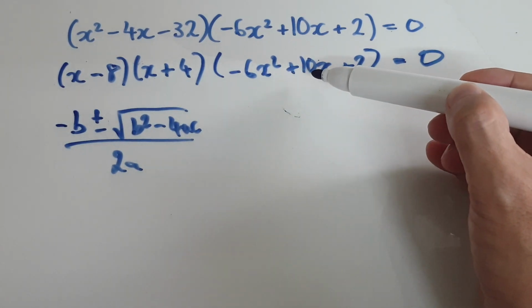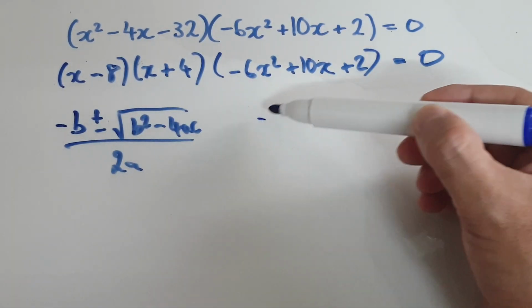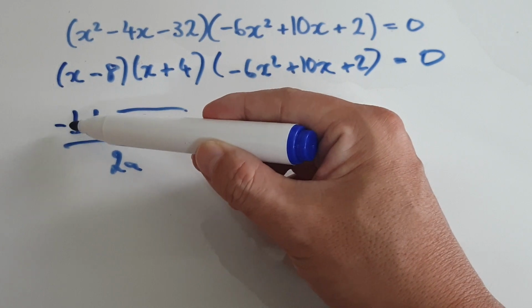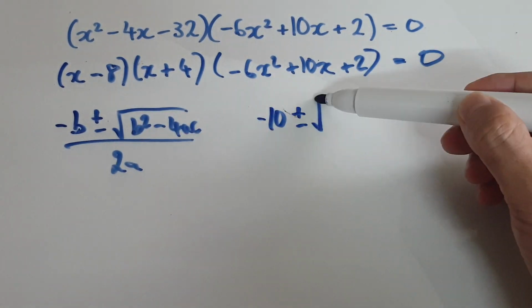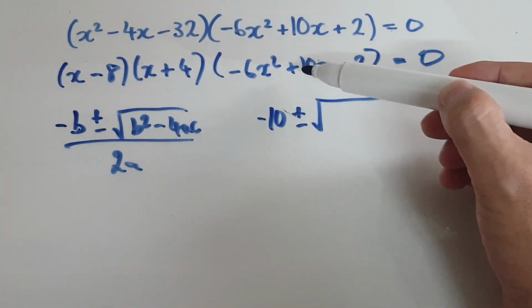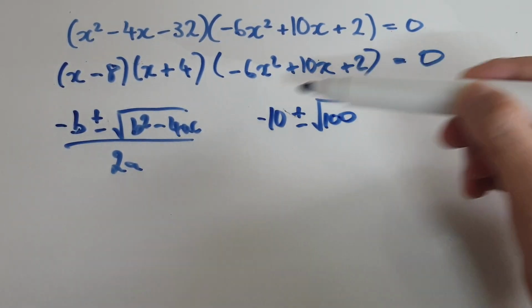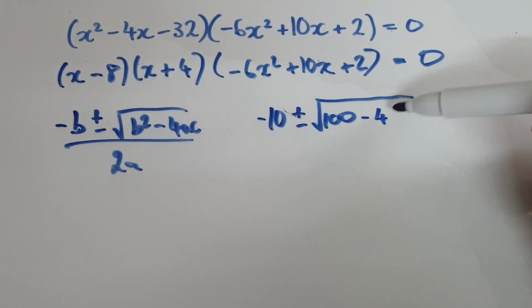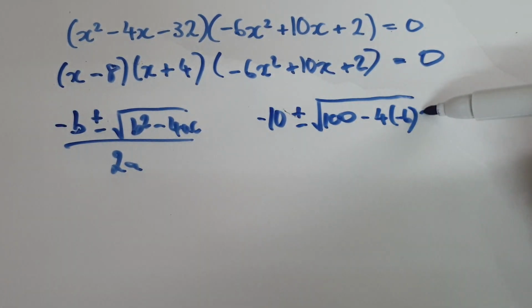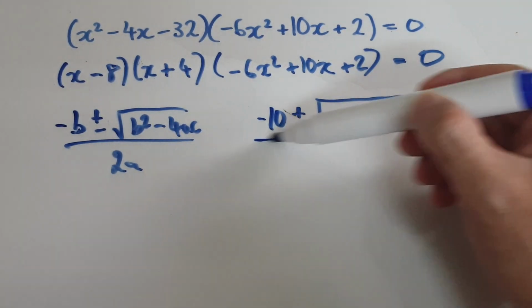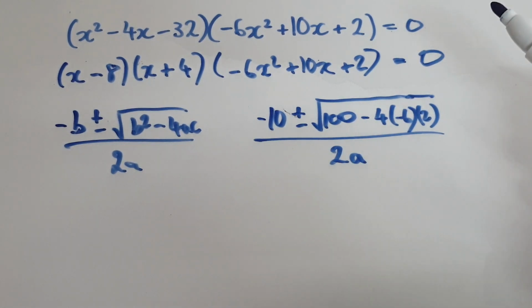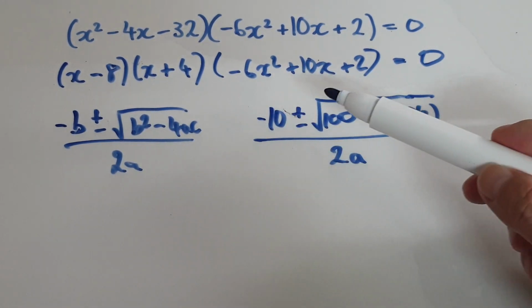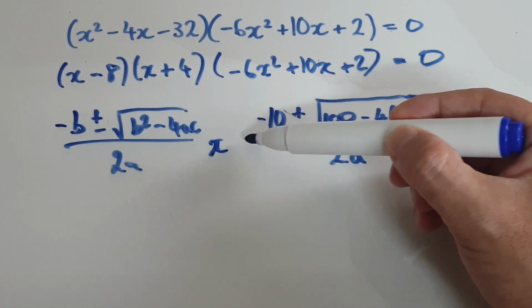So b is 10, so that would be negative 10, that's negative b here, and then plus or minus the square root of b squared, which would be 100, minus 4ac, which is 2, and then all over 2a. I'm expecting you to be able to compute this. So it should give you two solutions.